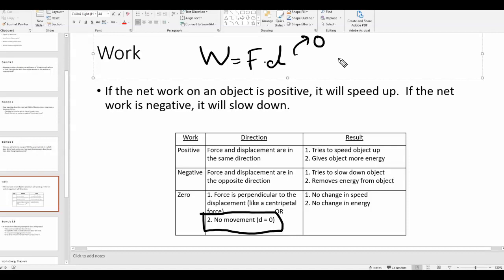Meaning if you're ever in a situation where you're applying a force but the object is not moving, that force is not doing any work. It's not adding or removing any energy from the object. Keep that situation in mind because you might see it in the future. So you can have positive work, negative work, or zero work.